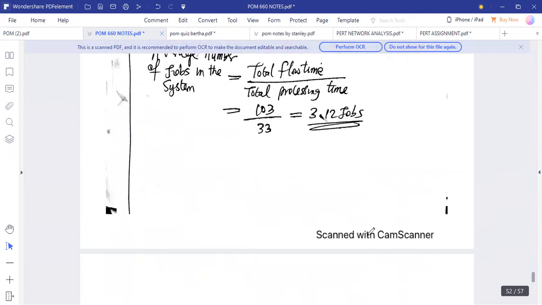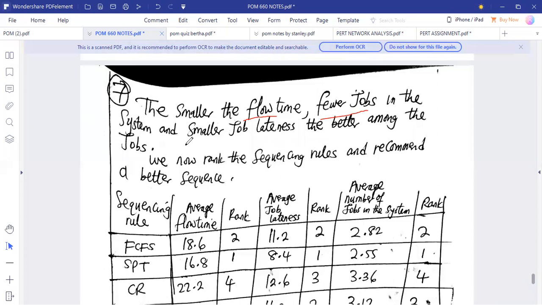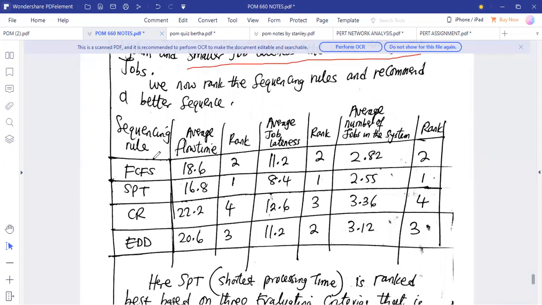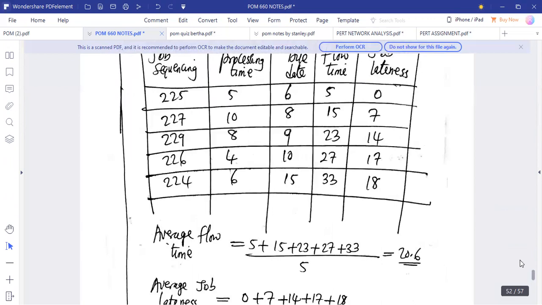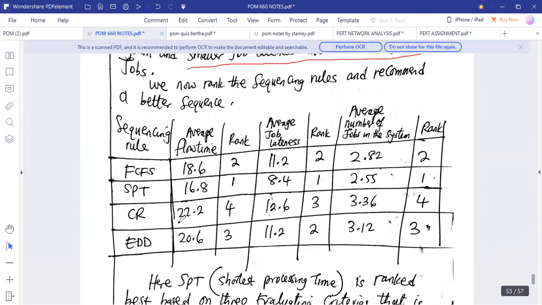The smaller the flow time, the fewer jobs in the system and smaller job lateness are better among the jobs. We now rank the sequencing rules and recommend the better sequence. So now, a summary table, all these figures are calculated. For the sequencing rule first come, first served, the average flow time was 18.6. For the shortest processing time, the average flow time was 16.8. All these figures are from what has already been calculated here. Then the other one was 20.6 for the earliest due date, and the critical ratio was 22.2.